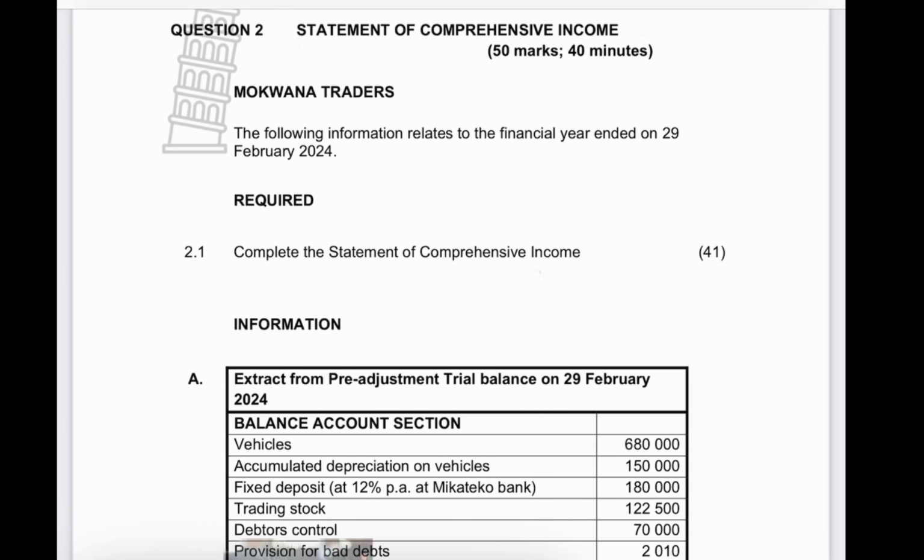So in today's lesson, we are doing the statement of comprehensive income, which is the income statement. It says Mokwana Traders. The following information relates to the financial year ended on the 29th of February 2024, and you are required to complete the statement of comprehensive income, which is basically the income statement. Okay, so let us look at our information. We have information A.